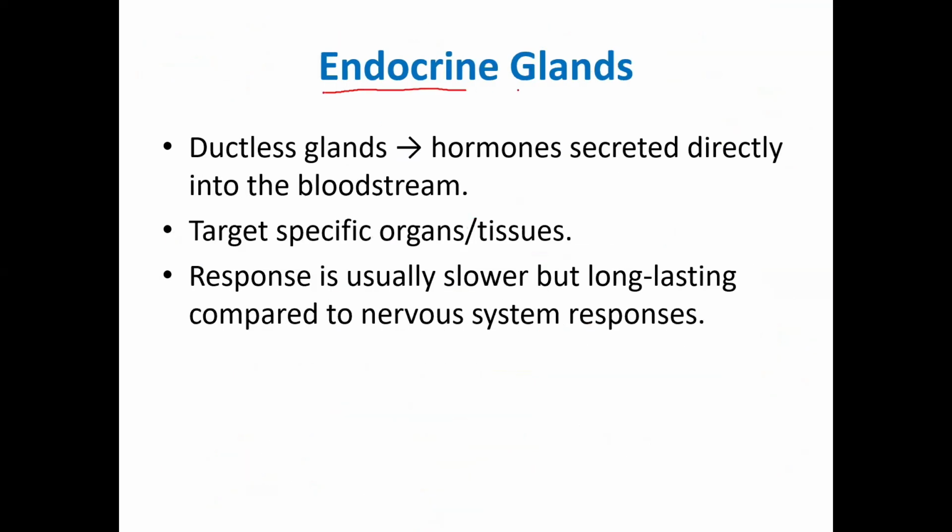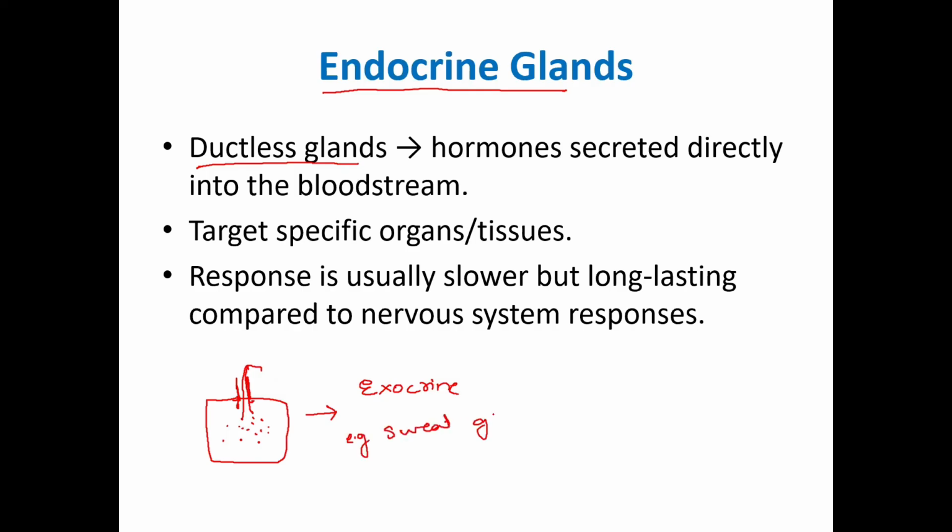Let's come to endocrine glands. Some glands have their own duct: the organ makes chemicals or enzymes and releases them through the duct. This setup is called an exocrine gland, for example the sweat gland and the salivary gland.